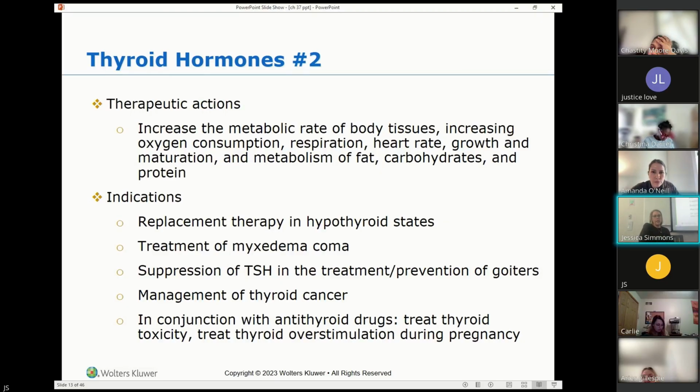So your indications for these drugs is replacement therapy in hypothyroid states, treatment of myxedema coma, which is the severe adult hypothyroidism, right? That myxedema can go into myxedema coma. Suppression of TSH in the treatment or prevention of goiters, management of thyroid cancer, and in conjunction with antithyroid drugs, they treat thyroid toxicity, treat thyroid overstimulation during pregnancy.